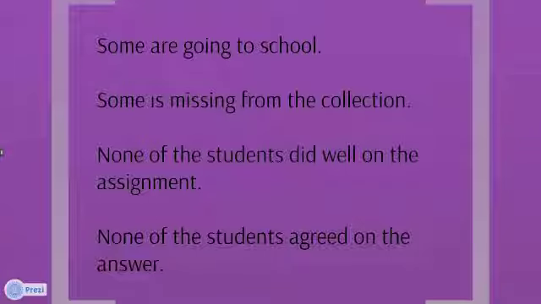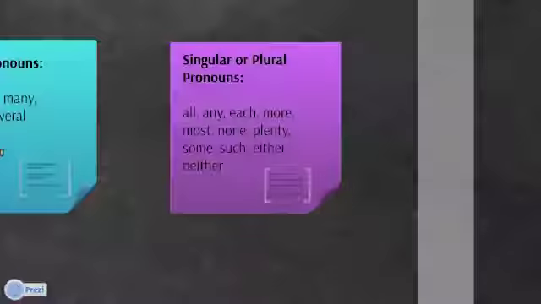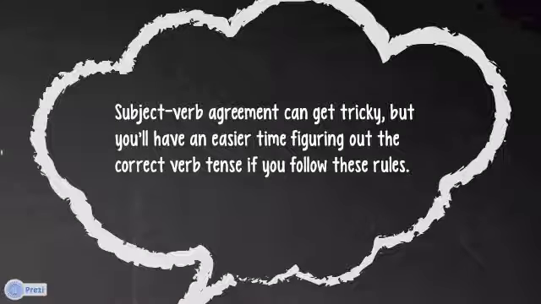The pronoun none can take either the singular or plural verb, depending on whether it is referring to not one or no two. "None of the students did well in the assignment" is using none as not one. "None of the students agreed on the answer" is using none as no two. Subject-verb agreement can get tricky, but you'll have an easier time figuring out the correct verb tense if you follow these rules.